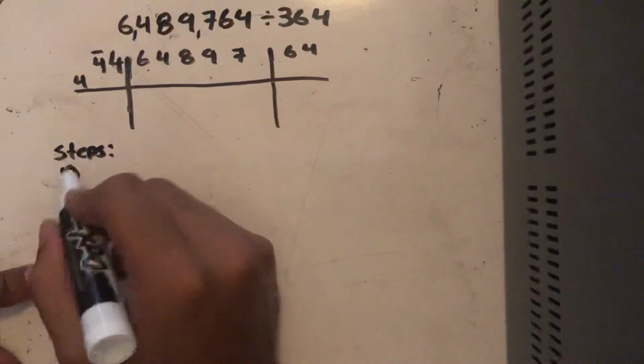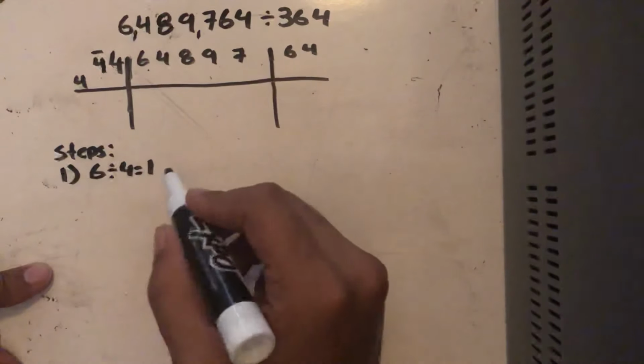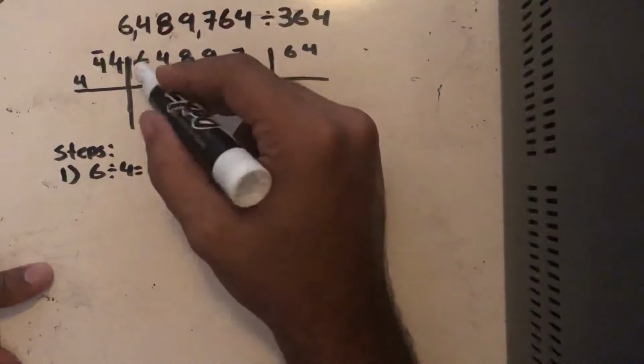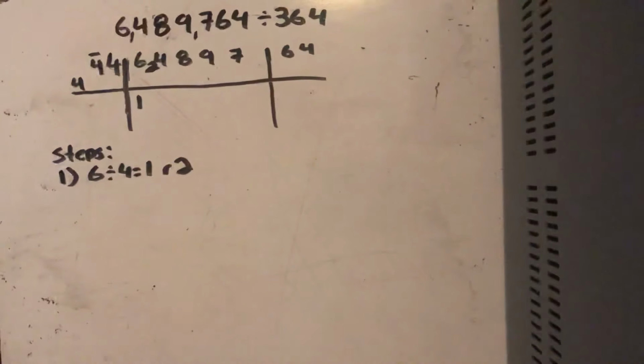So 1, I'm just going to say how many times does 4 go into 6? So 6 divided by 4 equals 1, remainder 2. So right underneath the 6, I put a 1, and right over here, I put a 2. Okay? Great. Now we're ready to make an adjustment.